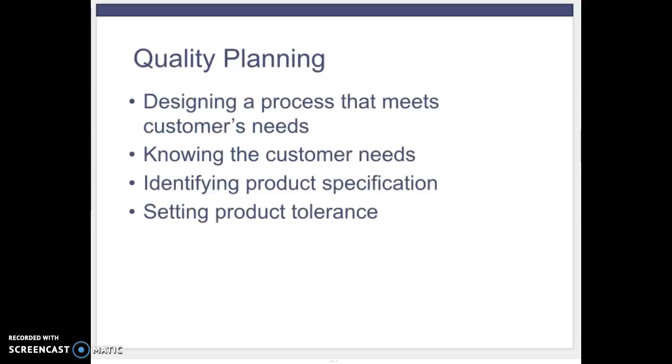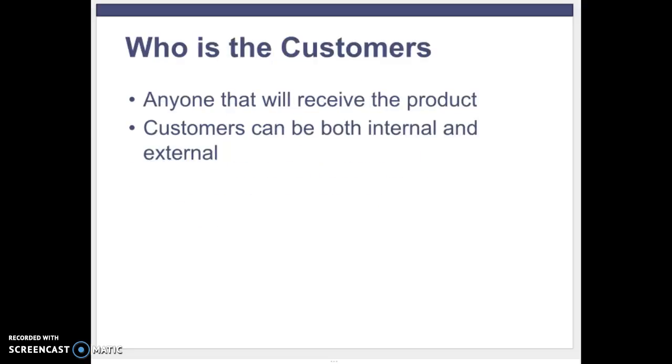Quality planning is a design process that meets the customer's needs. It is critical that a company knows their customer's needs, identifies product specifications so we know what that customer is looking for, and we set a product's tolerance. And we'll talk more about tolerance in just a few minutes.